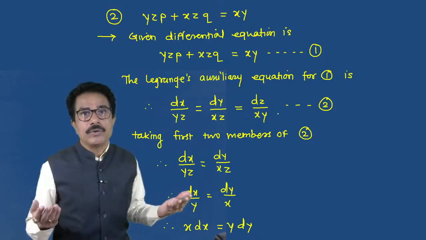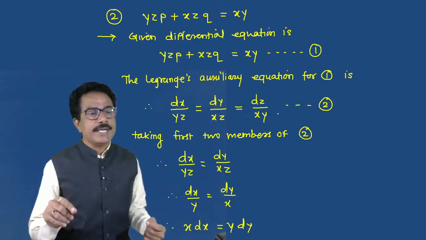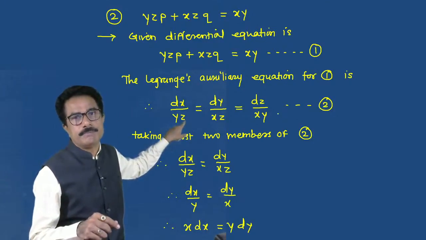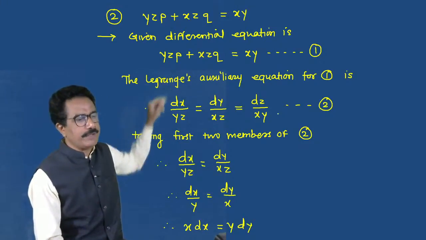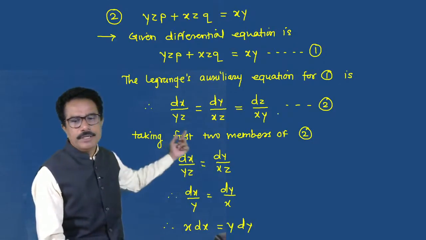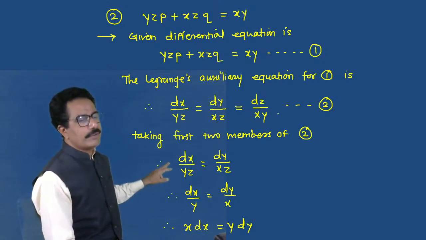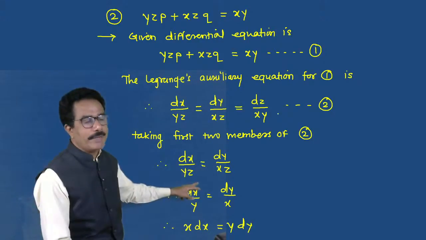Now we have proved that the solution f of u comma v is the solution of this differential equation. That means alternatively we can show the solution of this differential equation. Now taking the first two members of this equation, now we shall consider first and second member of these two equations. Then what will happen? So dx divided by yz, which is equals to dy divided by xz.